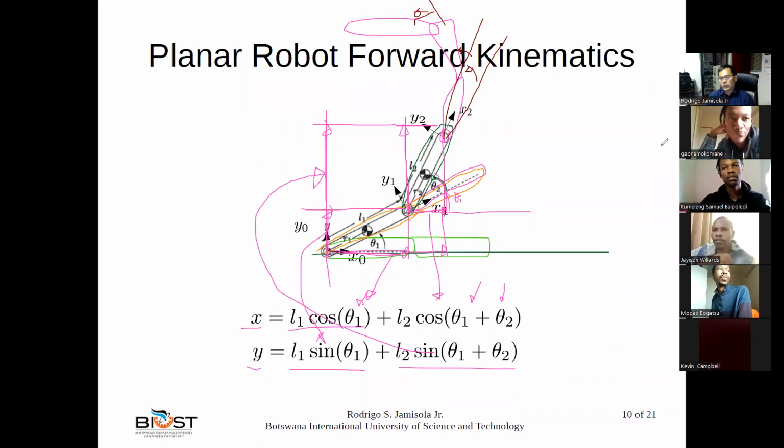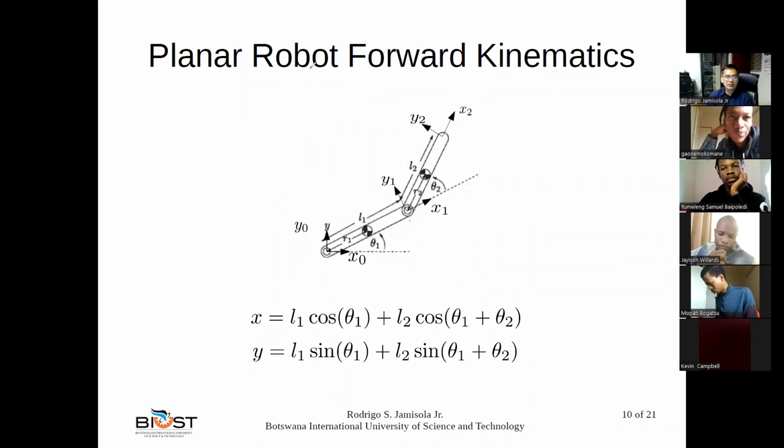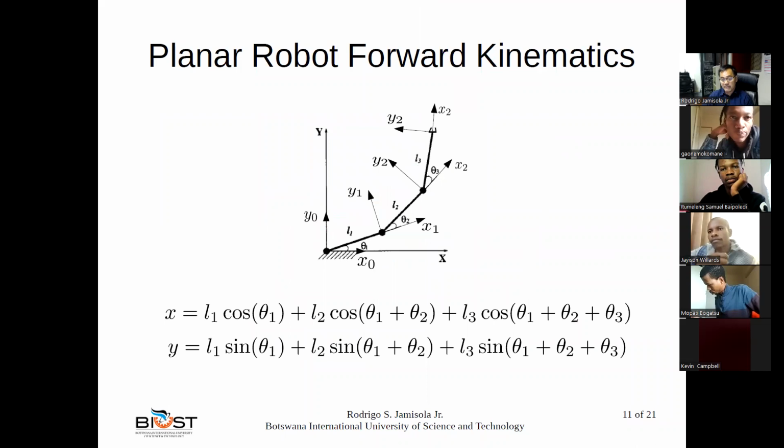Okay, so the equations don't change. Understand? I guess your questions tell me that you understood this part. So let's go to the third part. It's the same. Yeah, this is what you keep on asking.